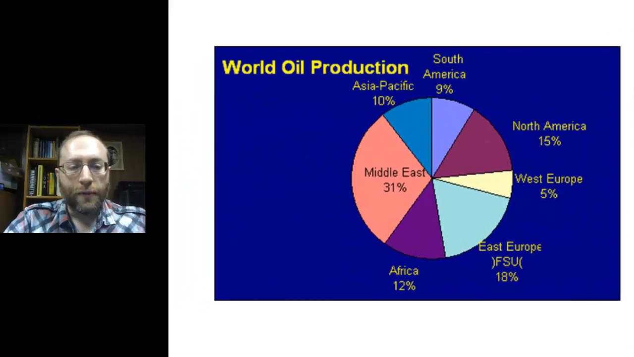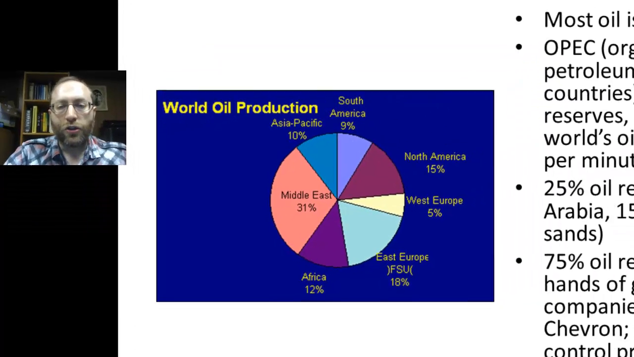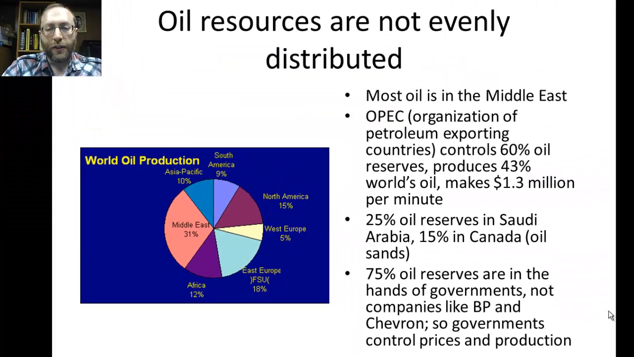Oil sources are not evenly distributed worldwide. If you look over here, you see the Middle East has 31% of the oil, North America is 15%, and most of that is actually in Canada, and as we'll see, most of that is actually heavy oil and not light oil. And a lot of these countries made an organization called OPEC, which is the Organization of Petroleum Exporting Countries. They control 60% of the oil reserves. They produce 43% of the world's oil, and they make $1.3 million per minute.